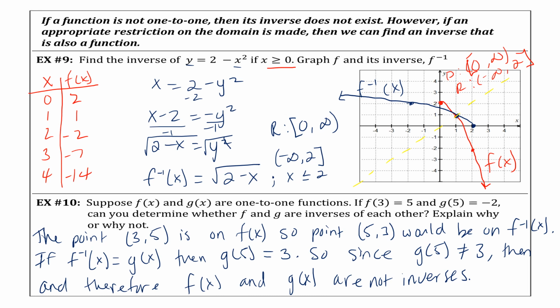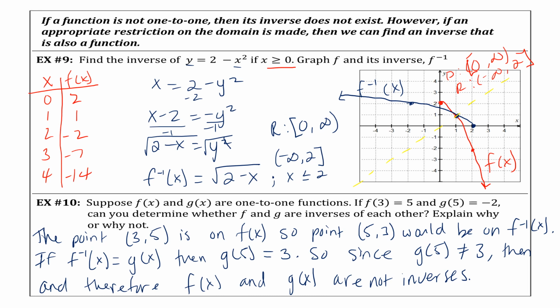So trying to explain what you're reading is going to come down to making sure you understand the vocabulary here. So this says that f of x and g of x are one-to-one. That's the first thing that has to be true. They have to be one-to-one in order for an inverse to exist, okay? So if it tells me that f of 3 equals 5 and g of 5 equals negative 2, can you determine whether f and g are inverses of each other? Explain why or why not.